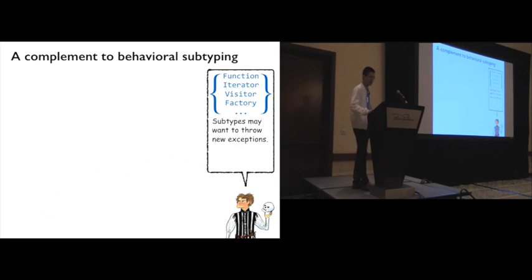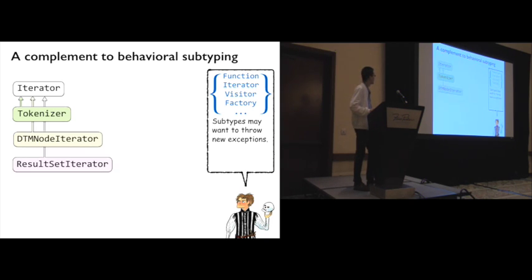Design patterns like iterator, visitor, and factory are essentially higher order, so particular implementations of these abstractions may also want to throw new exceptions. For example, we can have various subtypes of iterator that add various types of exceptions. And in fact, these examples are all drawn from real code bases.